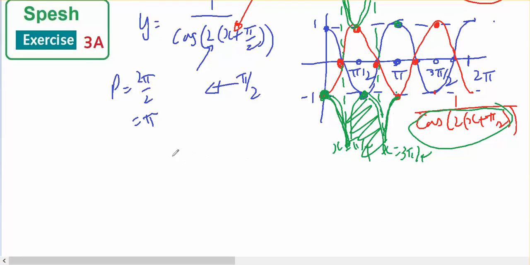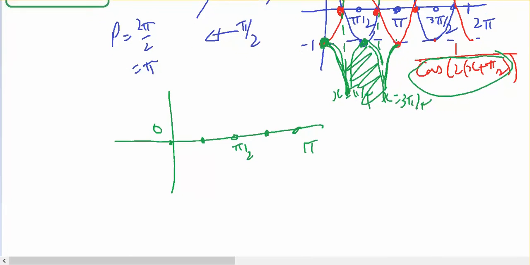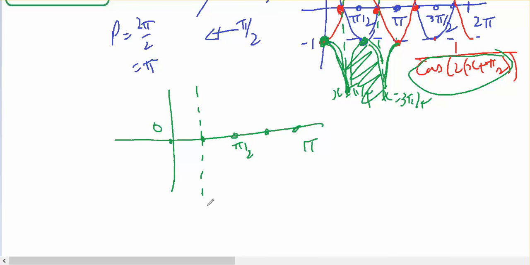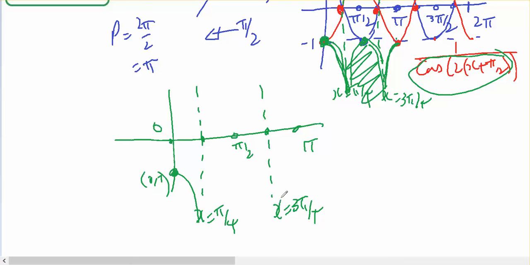So the final graph is going to look like from 0 to pi. That's pi on 2, that's pi on 4, that's 3 pi on 4. We're going to be asymptotic. So that's x equals pi on 4, that's x equals 3 pi on 4, that's going to be negative 1, so 0 and negative 1. Pi and negative 1, that's at 1. And that will be pi on 2 and 1.